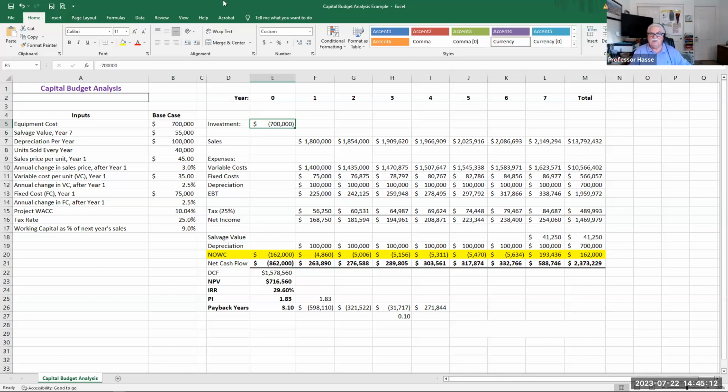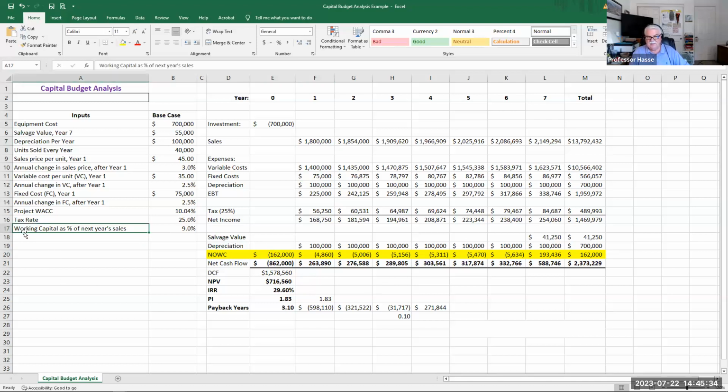Now, all of that will be reimbursed to me as I start selling products that are being created by that asset. But I'm going to have to come up with upfront money to get that asset ready to be used to produce my 40,000 units a year. How do we calculate that? We're given the working capital rate based on next year's sales as being, in this problem, 9%. What that means is I'm going to have a cash outlay for every year of the project until I get to the final year based on 9% of my next year's sales.